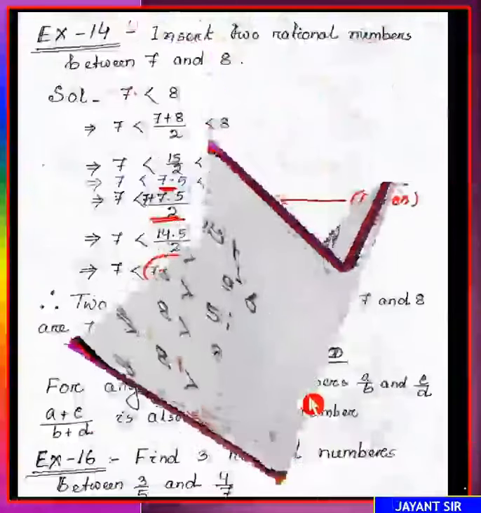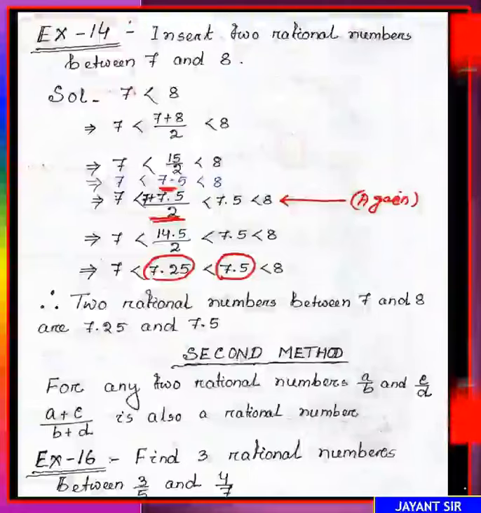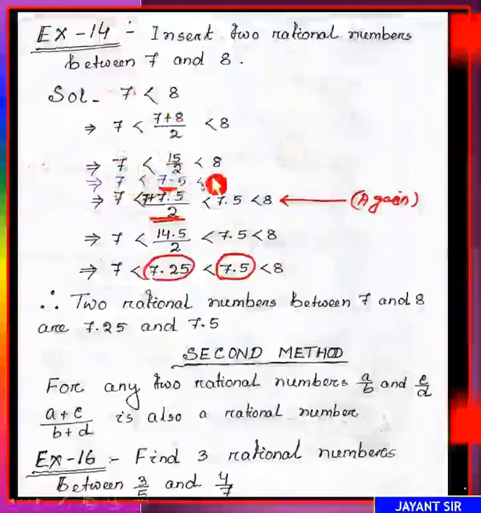Now come to example 13. Open your book, page number 24: insert two rational numbers between 7 and 8. I have done it here. Children, between 7 and 8, which one is greater? 8 is greater. So I gave the sign 7 less than 8. Between these two I have to find 7 less than 7 plus 8 by 2, half I did, then less than 8. 7 plus 8 equals 15. So 7 less than 15 divided by 2 less than 8. This implies 7 less than 15 by 2 equal to 7.5 less than 8.